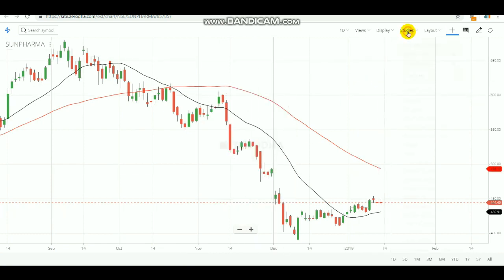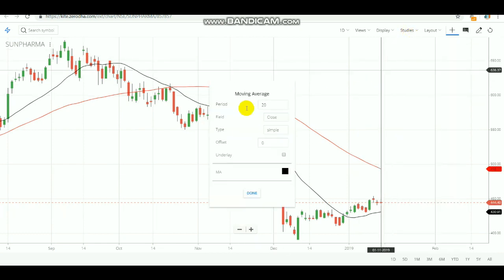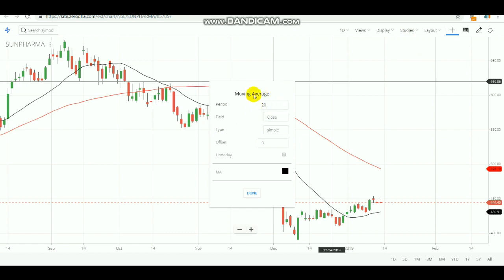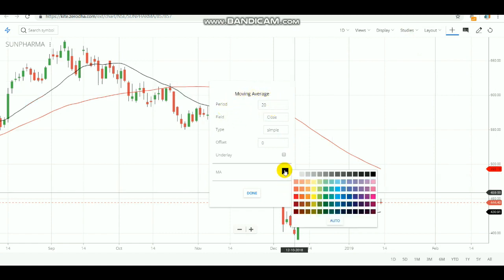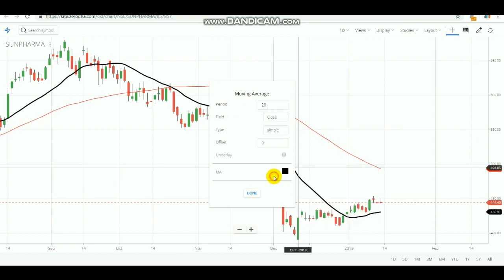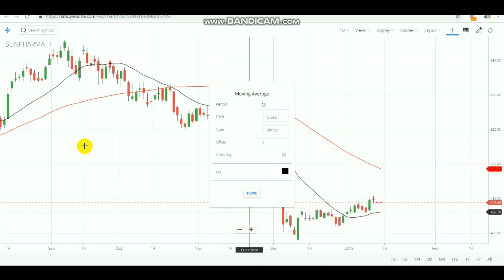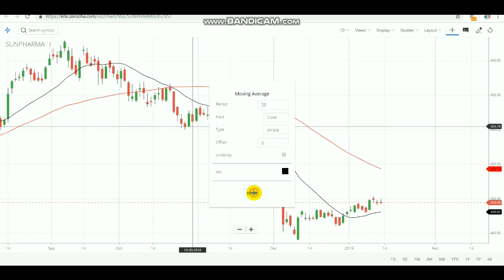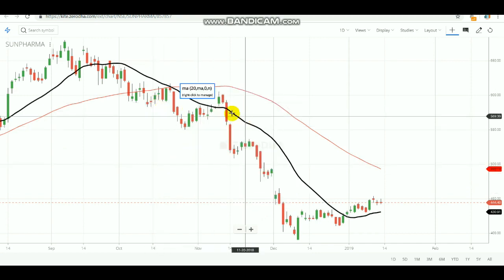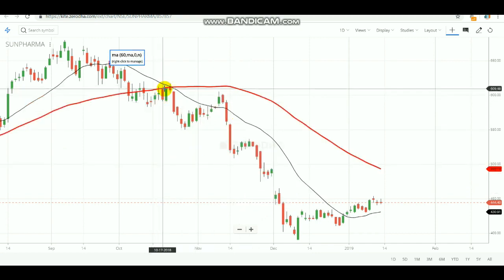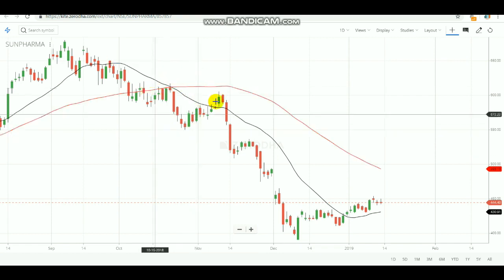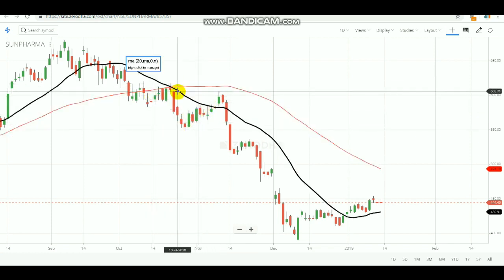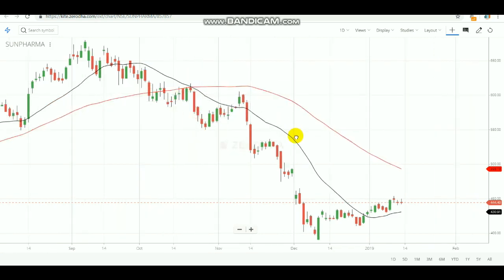And then for the 20 period, you need to change the moving average period to 20, and change the color to black. By changing it, you can see a black line has formed against the background. Select done. After you select done, the black 20 moving average and the red 60 moving average will appear around these candlesticks. According to the period you set, the line chart will form, as you can see here.